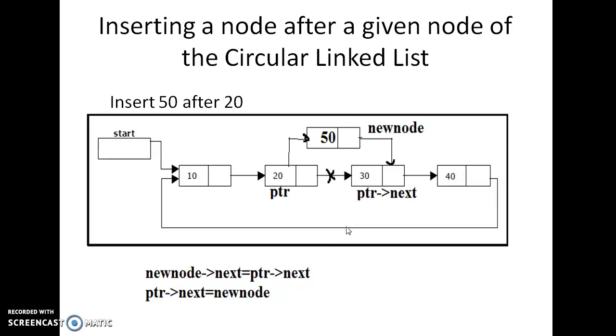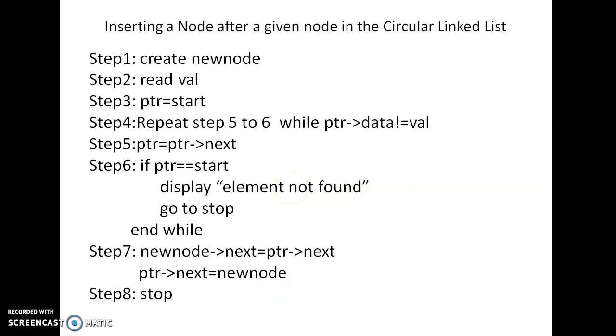See, in the algorithm that we are writing, I am reading the value, what value that I want to use for this, and I am starting the PTR equal to start. While PTR of data is not equivalent to the value, I am going PTR equal to PTR of next. That I am writing in the algorithm here. We are creating the new node, we are reading the value, we are starting the pointer at start, and I am repeating these steps while PTR of data is not equivalent to value. Whenever it is not equivalent to value, PTR equal to PTR of next. In the middle, if the complete traversal of the list is over, that means the element is not found. So I am displaying element is not found and I am going to the stop. That is, I am coming out.